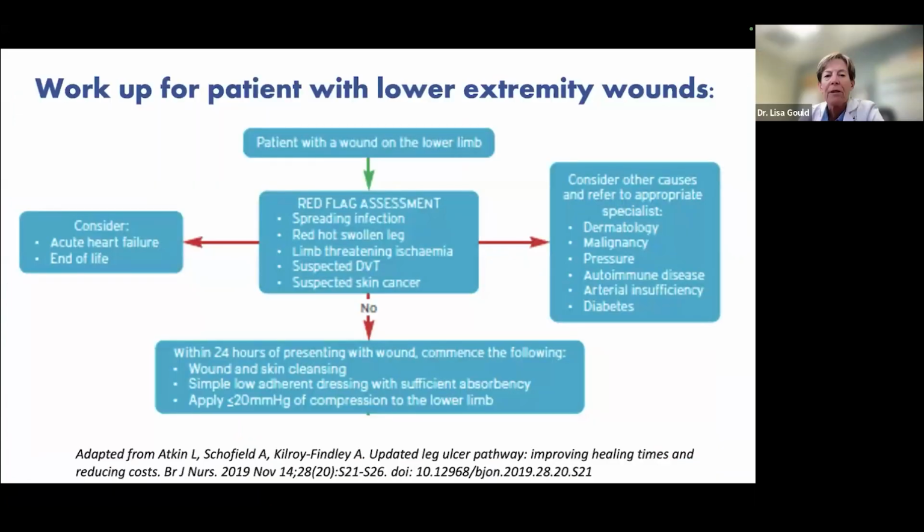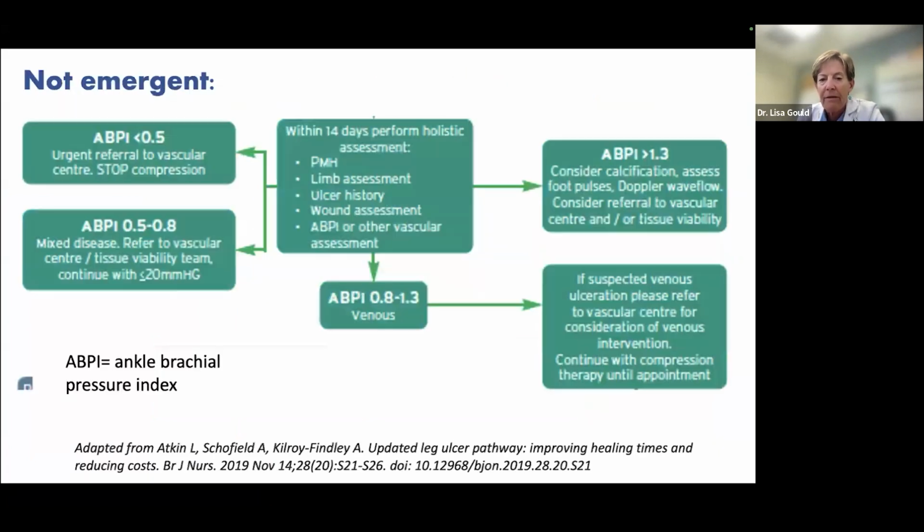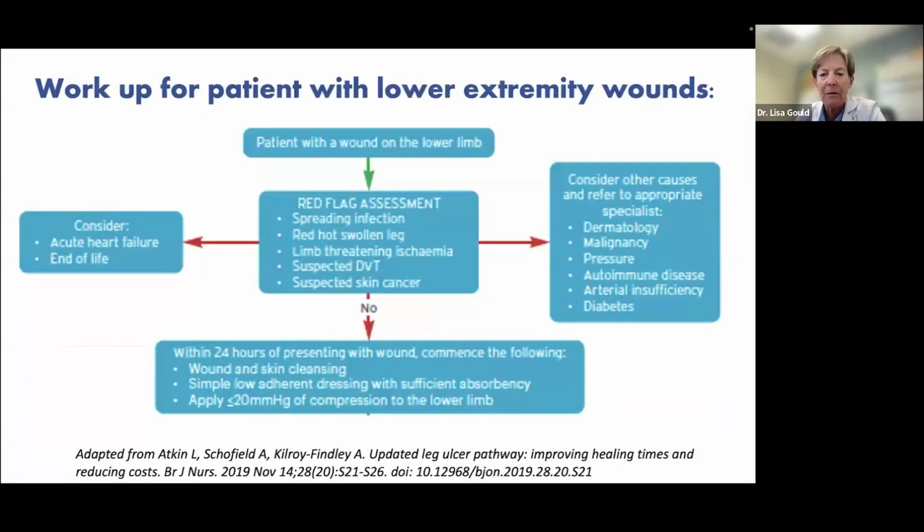Next slide. When you first see a patient, the thing that we have to think about are what are the red flags? Oops, it keeps advancing too many times. What is going to send a patient to the emergency room? So a spreading infection, hot swollen leg, limb-threatening ischemia where it's cadaveric and they need to see a vascular surgeon right away, swelling with pain in the calf that could be a DVT, or even a suspected skin cancer. That doesn't have to go to the emergency room. But if they have a lot of edema, think of heart failure. Also, sometimes end of life can be one of those problems.